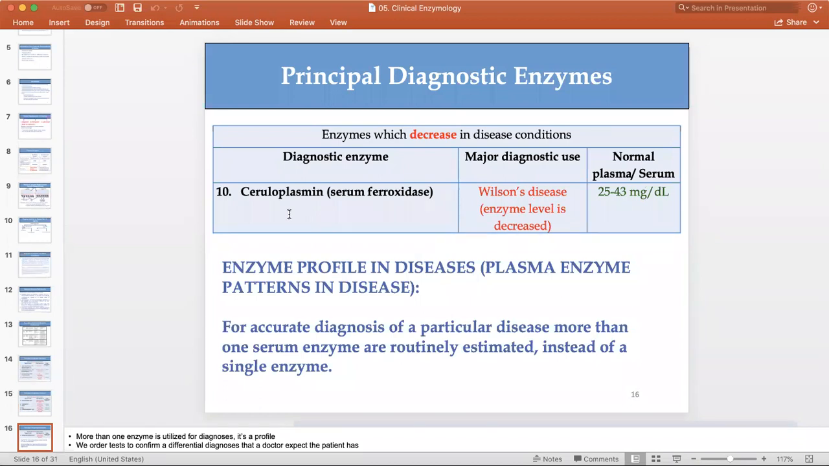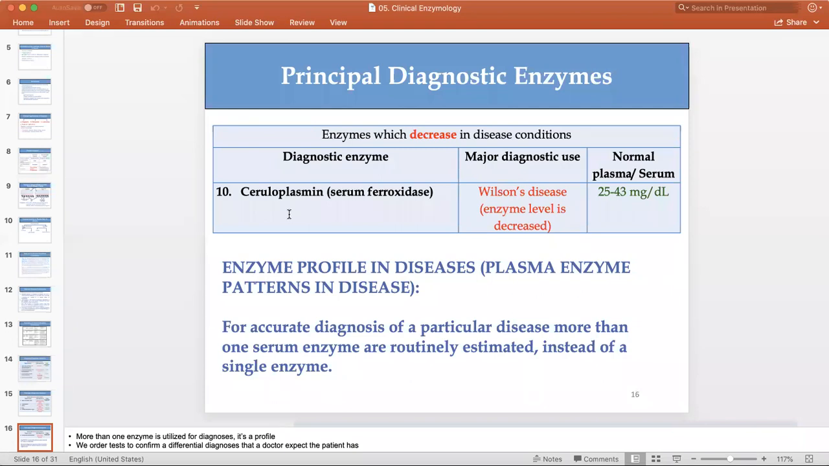So what happens is that in Wilson's disease, there is a decrease in this ceruloplasmin by the liver. So the liver is not able to make enough ceruloplasmin or not able to transfer the copper to ceruloplasmin. So this ceruloplasmin is not transporting the copper inside the blood vessels. So all of this copper is accumulating in the liver and causing a disease in the liver.